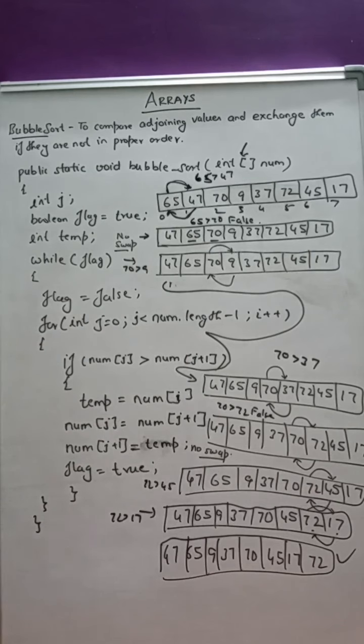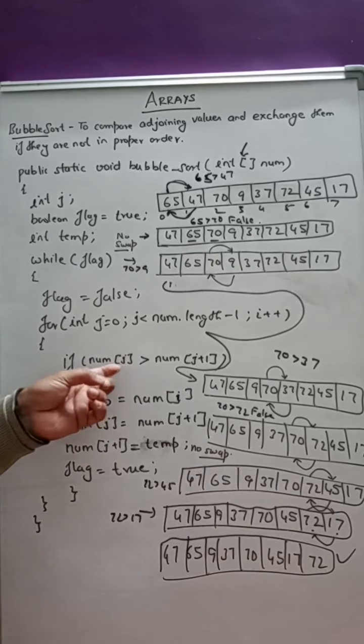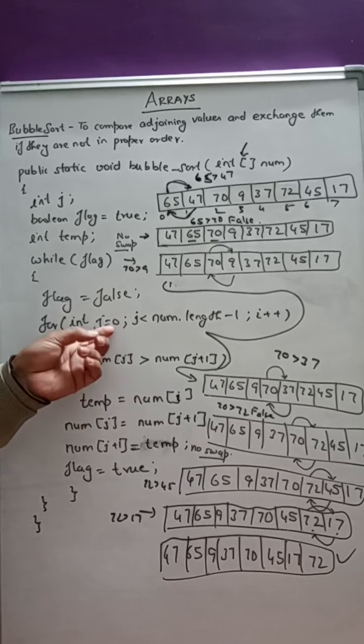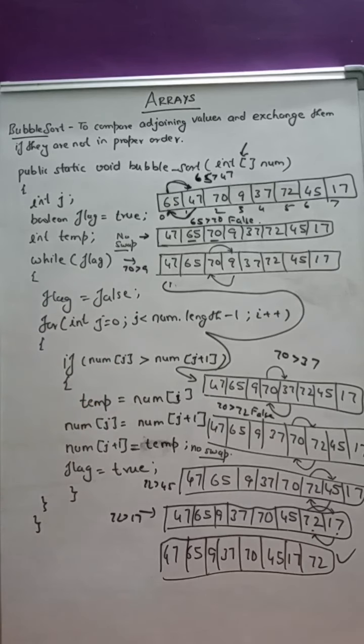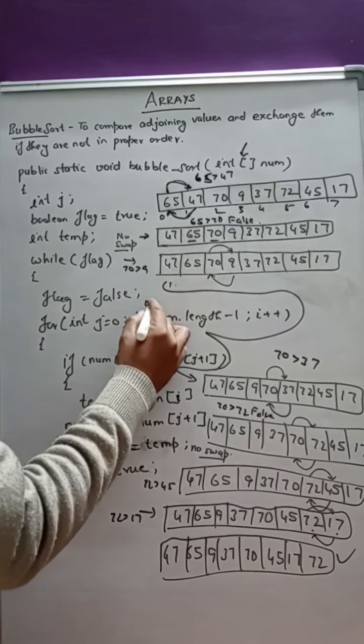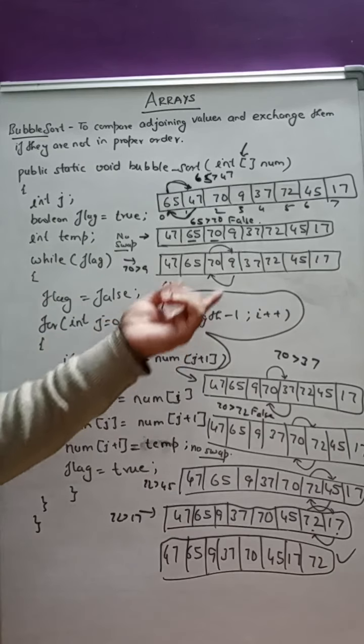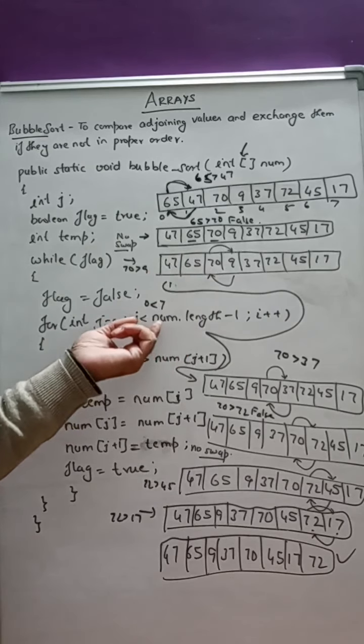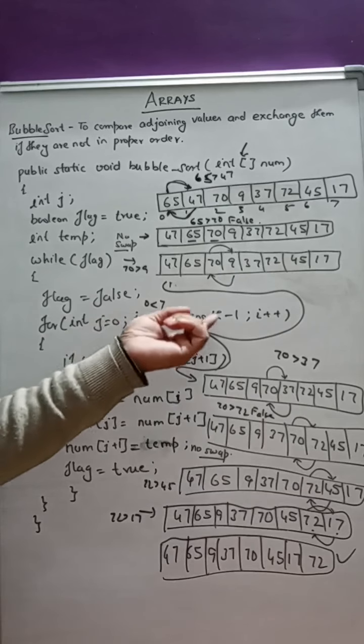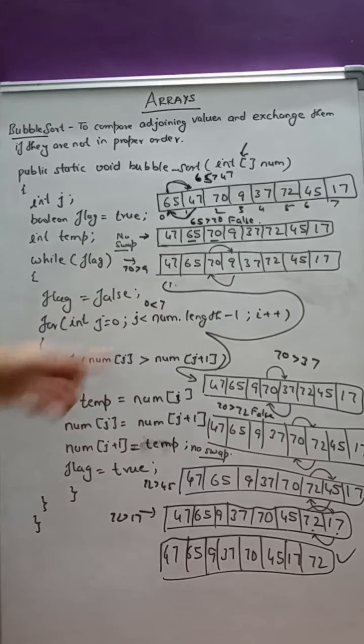Now after this, you are comparing the values. The first time the loop runs, j is equal to 0, and the condition will be checked for 0 less than 7. The value of num.length is 8 over here, but we are doing num.length minus 1, so 8 minus 1 will be 7. This condition will be true.